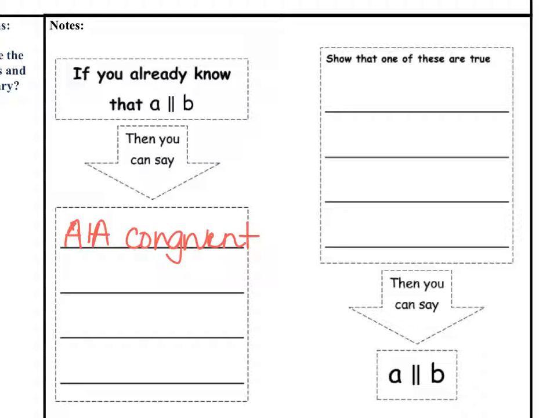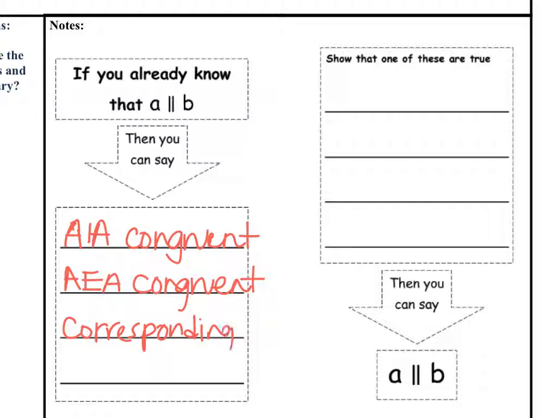If you know A is parallel to B, then what could you say about the alternate exterior angles? Congruent. If you know A is parallel to B, these are the names of the lines, by the way, what could you say about the corresponding angles? Corresponding angles are? Congruent. Because they're in the same spot in that group of four angles.